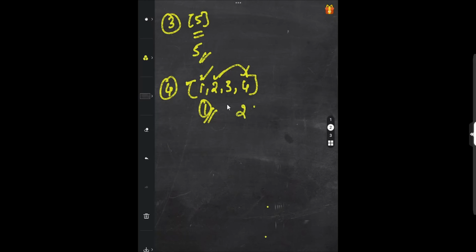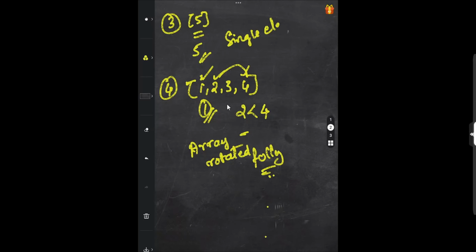So 2 lesser than 4 here. So the element present at the first index, nothing but 1, will be the output. This is for the condition array rotated fully. This one, third one was for single element array, right? This is for single element array. This is fine. These are the 4 edge cases that we have to keep in mind.